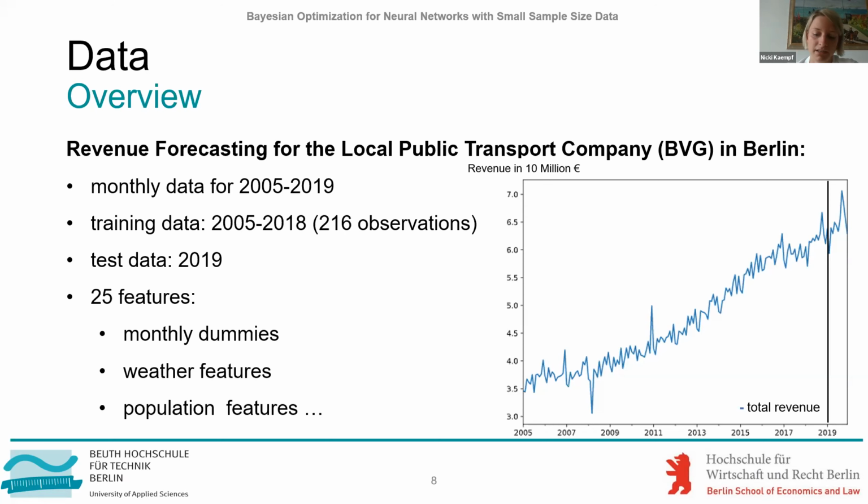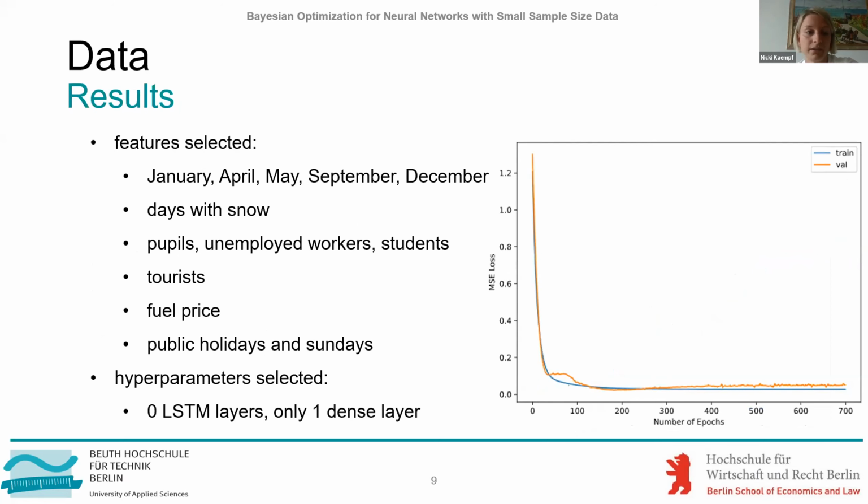So let's come to the interesting part, the results of this BOF approach. Which are the features that are selected? We have 5 monthly dummies that are selected: January, April, May, September, December. And it is reasonable that these are the dummies that are selected. Why? Because in January and December, a lot of people buy their subscriptions, and also there are some specific accounting things that go on there. So January and December are very reasonable. And also April and September. Why? Because these are usually the months where the students' tickets are paid. So at the beginning of the semester.